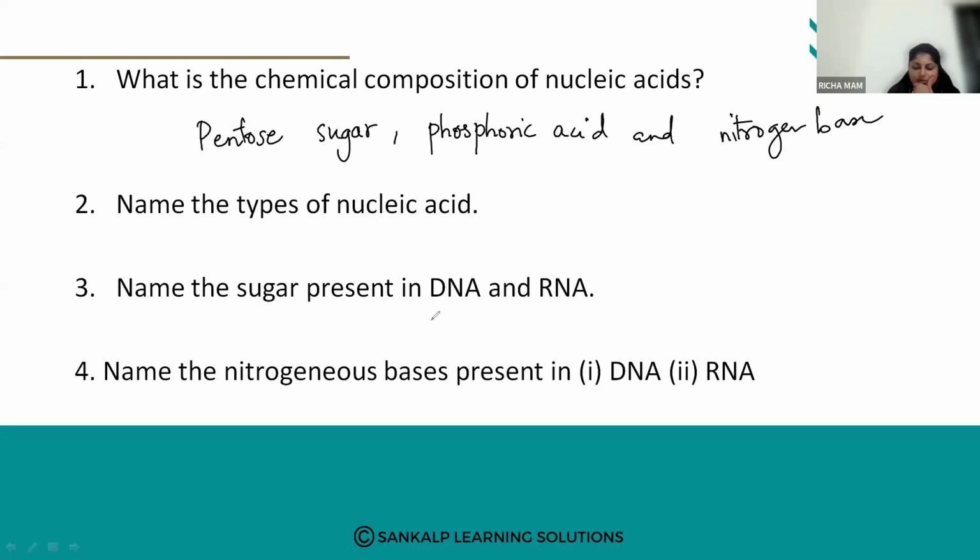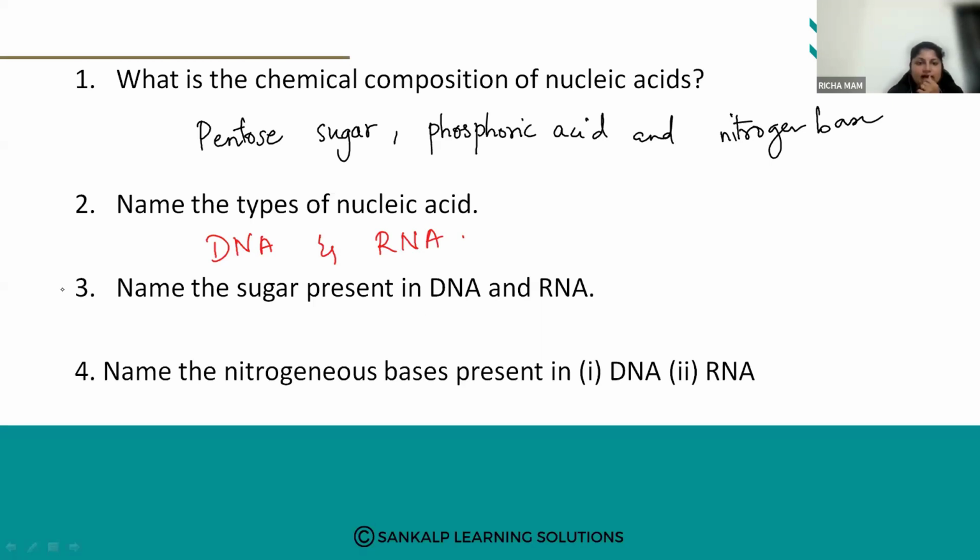Name the types of nucleic acid. So what types of nucleic acid are present? One is DNA, another is RNA. Is it clear? So what are the types of nucleic acid? One is DNA, another is RNA.